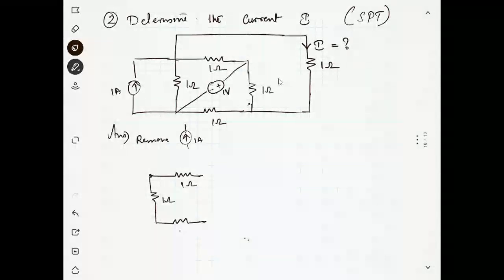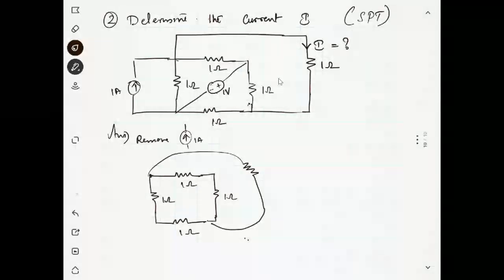1 ohm. Again, this is 1 ohm. This is again 1 ohm. Okay. Now this is connected like this. You can say, is it okay? I draw like this. Is it any problem? Okay, sir. Okay. No problem.